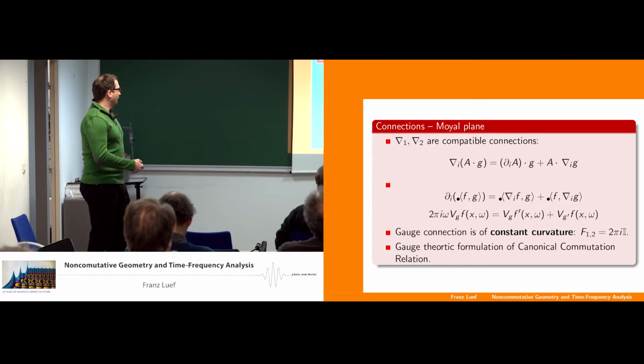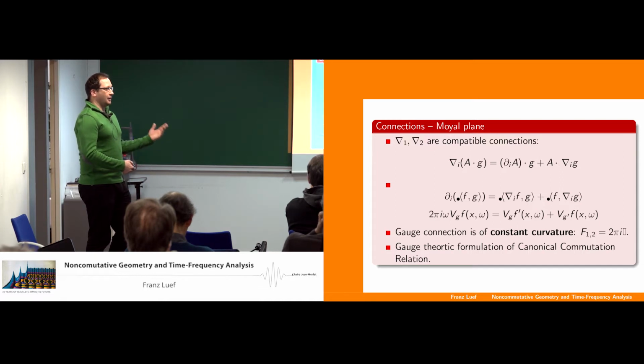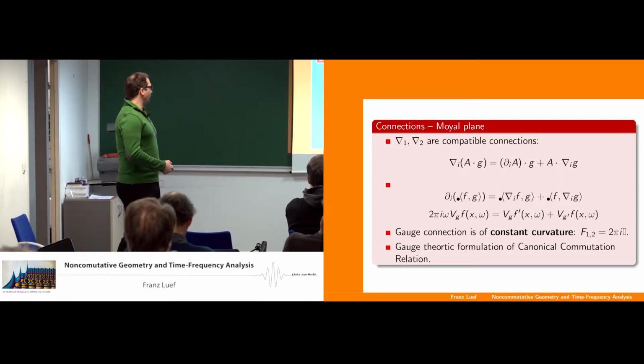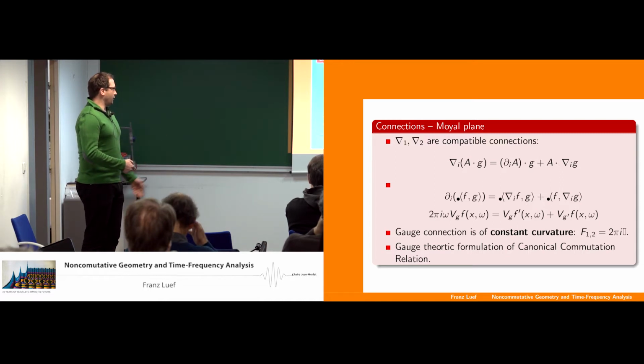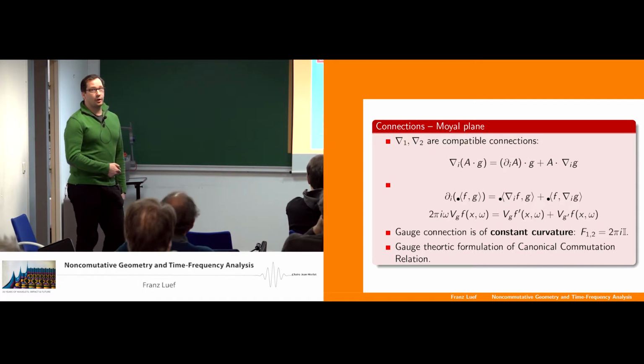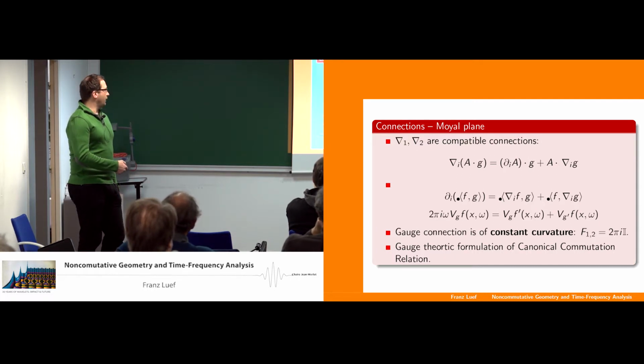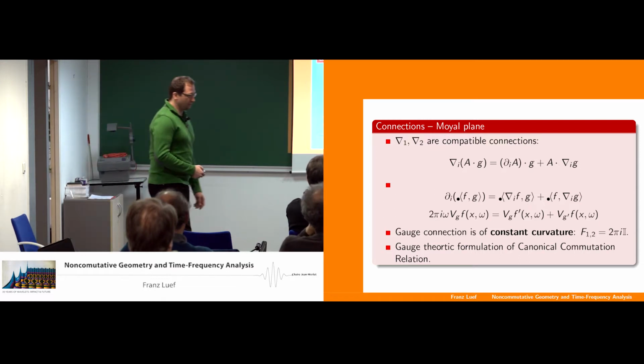It's all trivial, and this is really just this relation that people use a lot in time-frequency analysis. But it just means that this gives you compatible connections, and the canonical commutation relations tell you that this gauge connection is actually of constant curvature. So in this way, you get a gauge-theoretic interpretation of the canonical commutation relations.